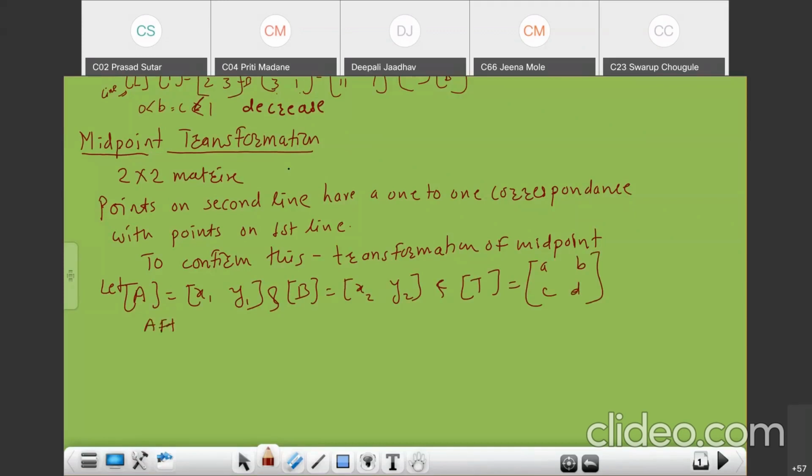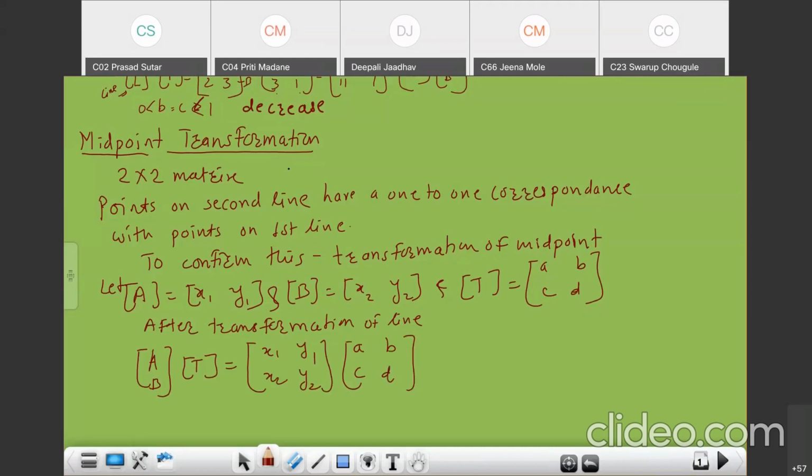So after transformation of line, how we perform it? AB multiply with T. So what are the points of AB? x1, y1, x2, y2, and then A, B, C, D. Now perform the multiplication here. What is the result we will get here? Multiply this first row with the first column, this row with this column, then multiply this row with this column.